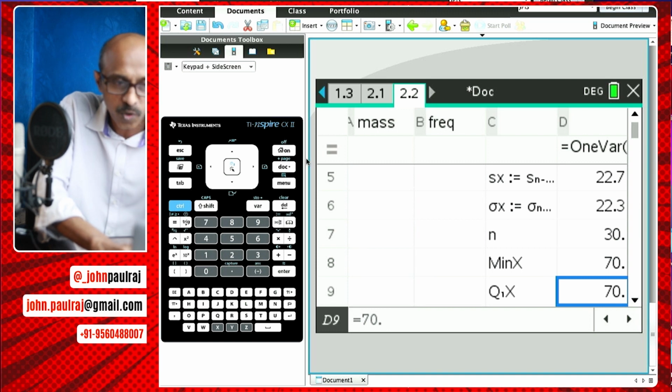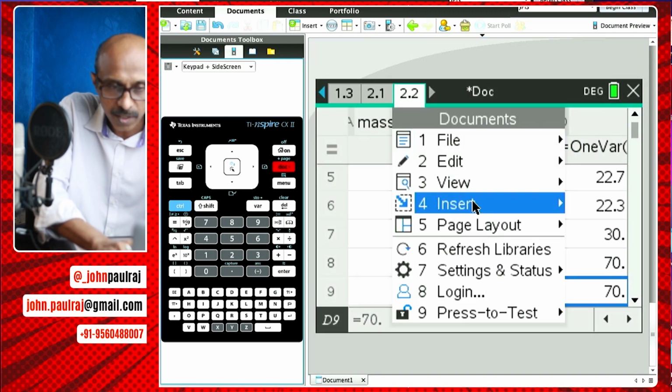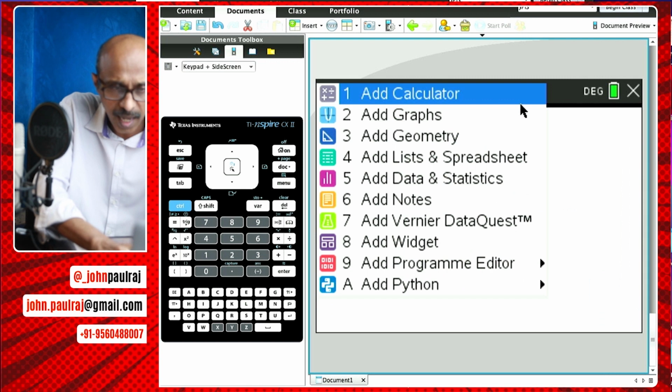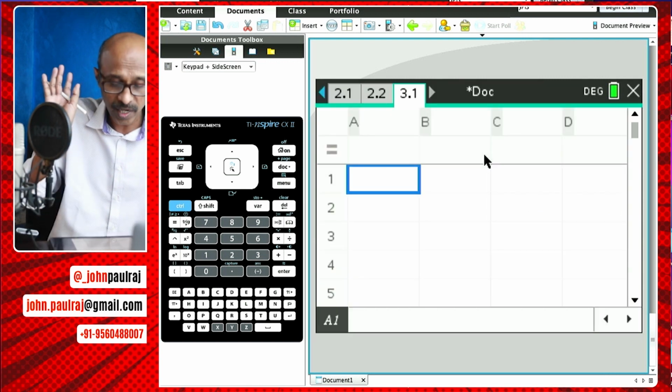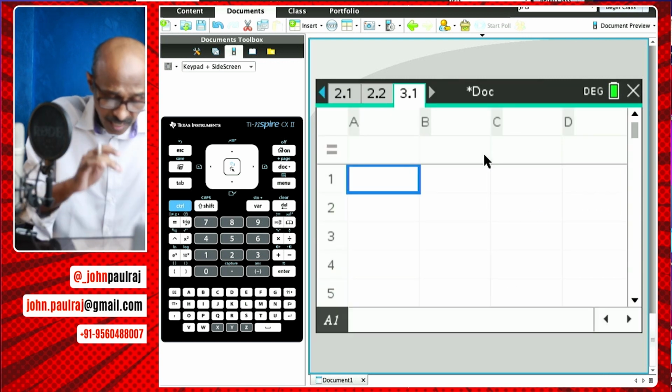This was some other question. So I'm going to go ahead and insert a new problem. Okay, doc, insert new problem. And I'm going to insert a list and spreadsheet page directly. Okay. And I'm going to label the columns as it is.